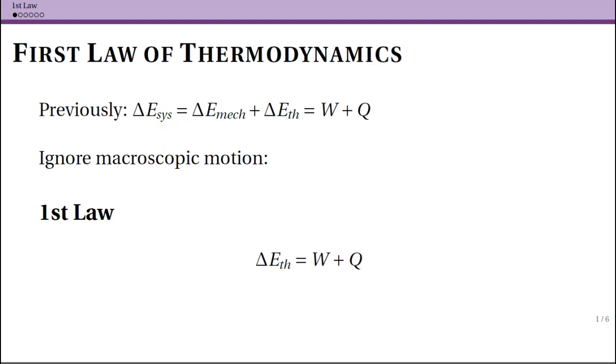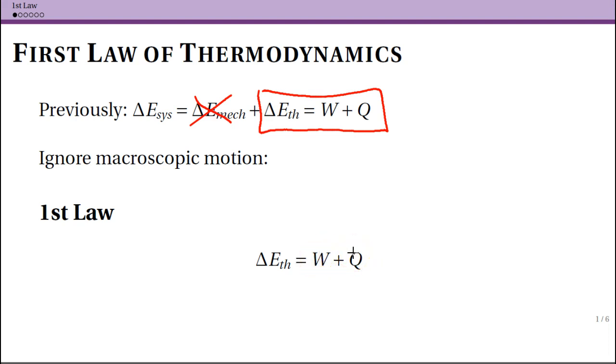And what we can do is actually ignore macroscopic motion. So what does that mean if we're ignoring macroscopic motion? Well, that means that we don't have any change in mechanical energy. All we're doing is zooming in on this part of the equation, which is in fact the first law of thermodynamics. And this is going to be the most important one that we're working with, especially for right now. So this is going to be that the change in thermal energy is equal to the work done plus the heat transferred. And again, we have sign conventions for both of these.